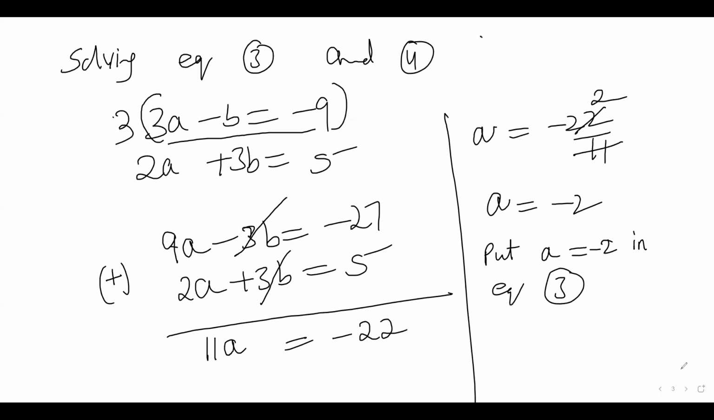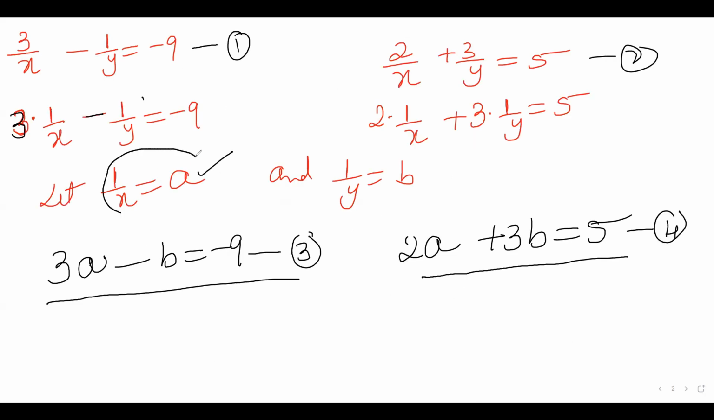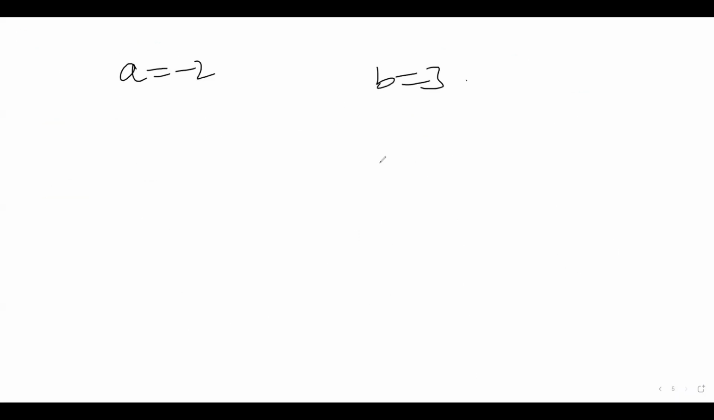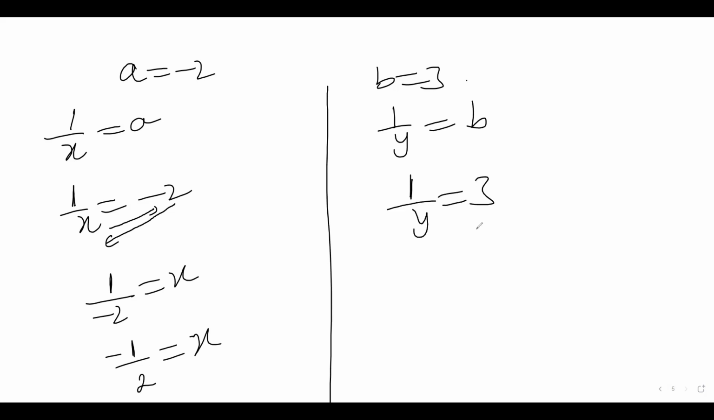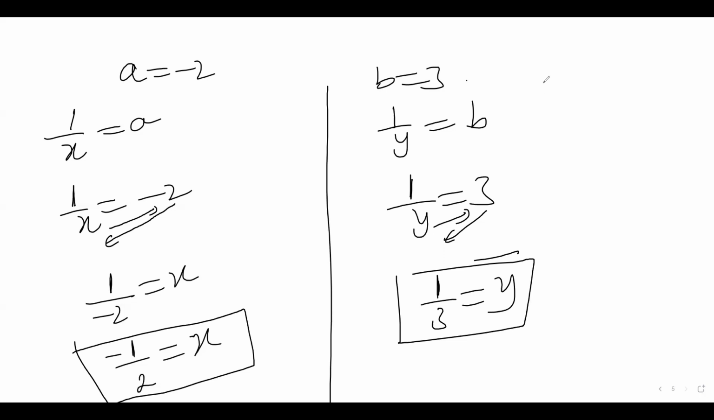If you go back and check the initial part of the problem, we have taken 1 by x as a, 1 by y as b. So go back to that. 1 by x is a, a value is minus 2. Transpose: minus 2 will come down, x will go up, both will exchange their places. 1 by minus 2 is equal to x, so x is equal to minus 1 by 2. I have taken 1 by y as b, b value is 3, cross multiply or swap the places: 1 by 3 is equal to y. So I got x and y values, hence the problem ends. This is your final answer: x is equal to minus 1 by 2, y is equal to 1 by 3.